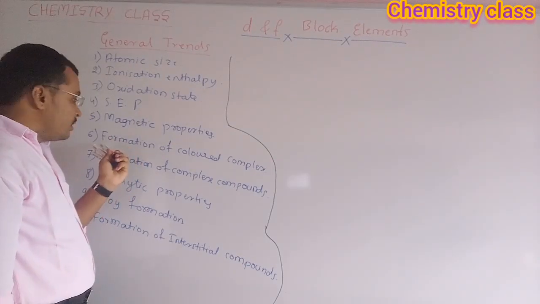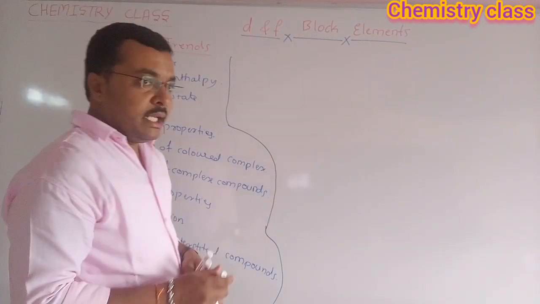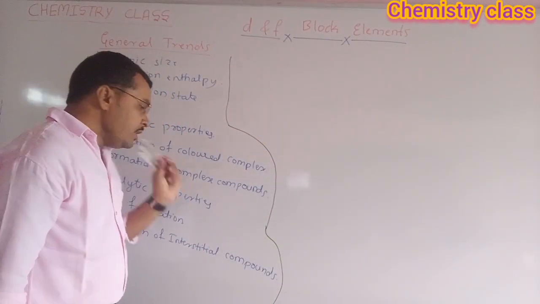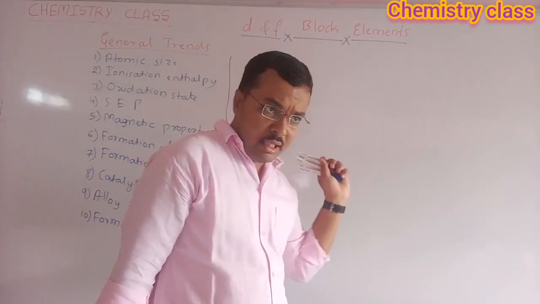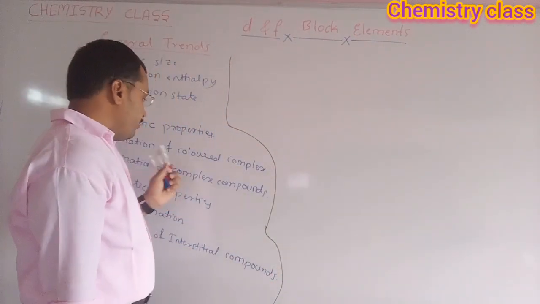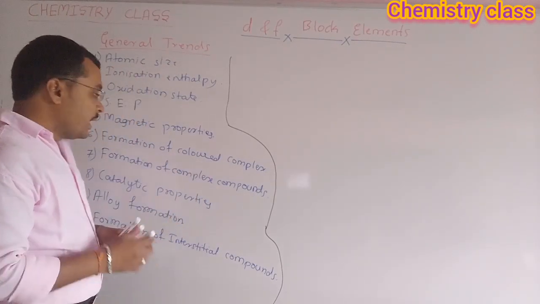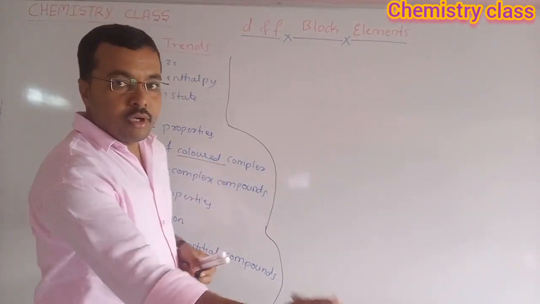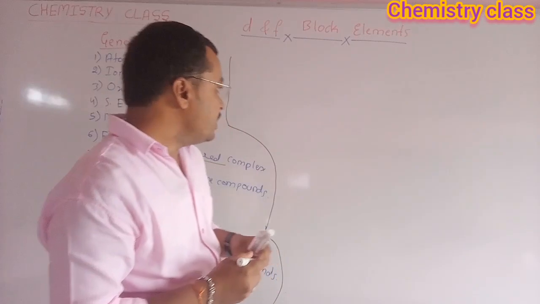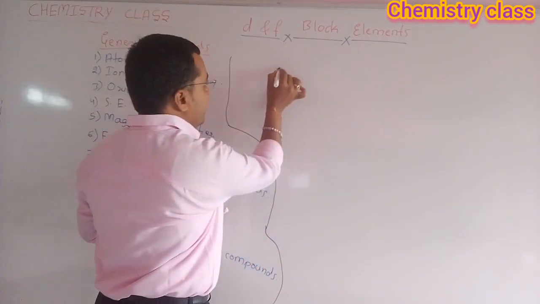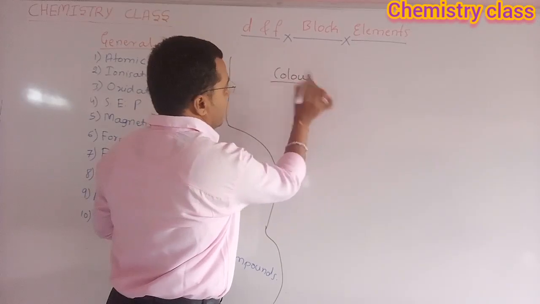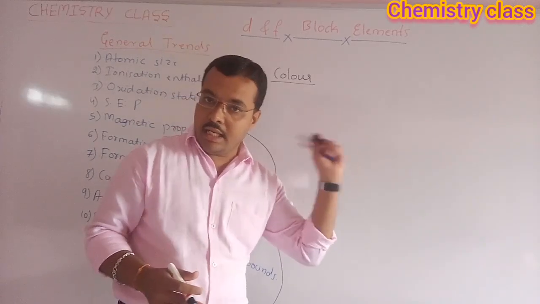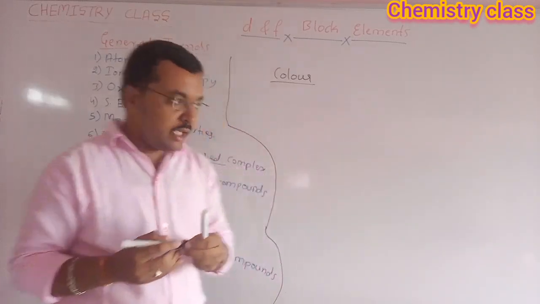And the first one is formation of colored complex, formation of colored compounds. It means more elements of the D block elements will be involved in the formation of colored compounds, or they will exhibit different colors. More number of D block elements will exhibit color. It means scandium, titanium, vanadium, manganese, iron, like this all the elements will exhibit different colors.